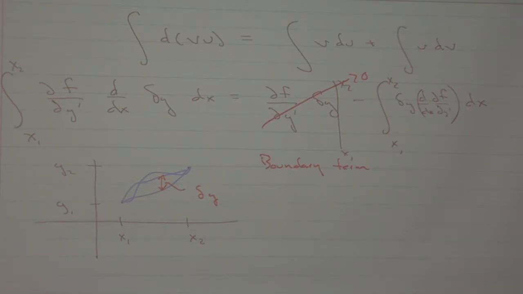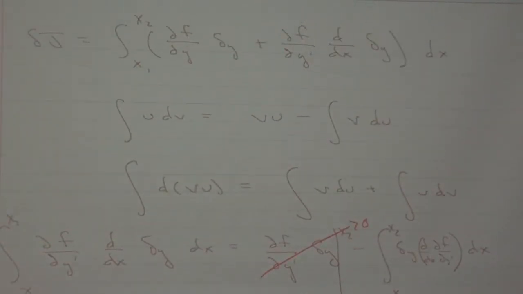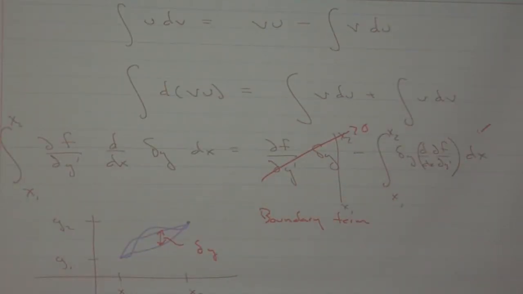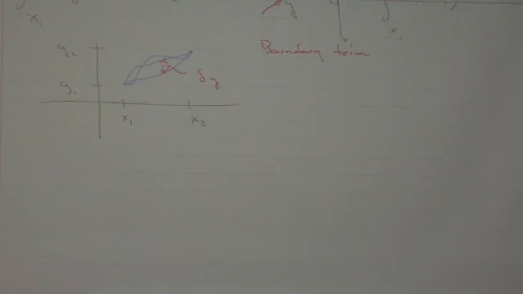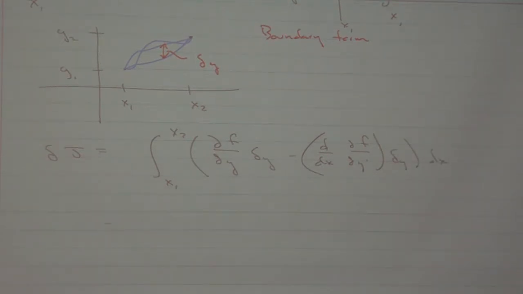Okay, so I have this term up here, which has become these two terms right down here, and I put all that back together. I have the variation in j is the integral from x1 to x2 of the derivative of f with respect to y, delta y, minus d by dx of the derivative of f with respect to y prime, multiplied by delta y, dx. And so now I can factor out that term.